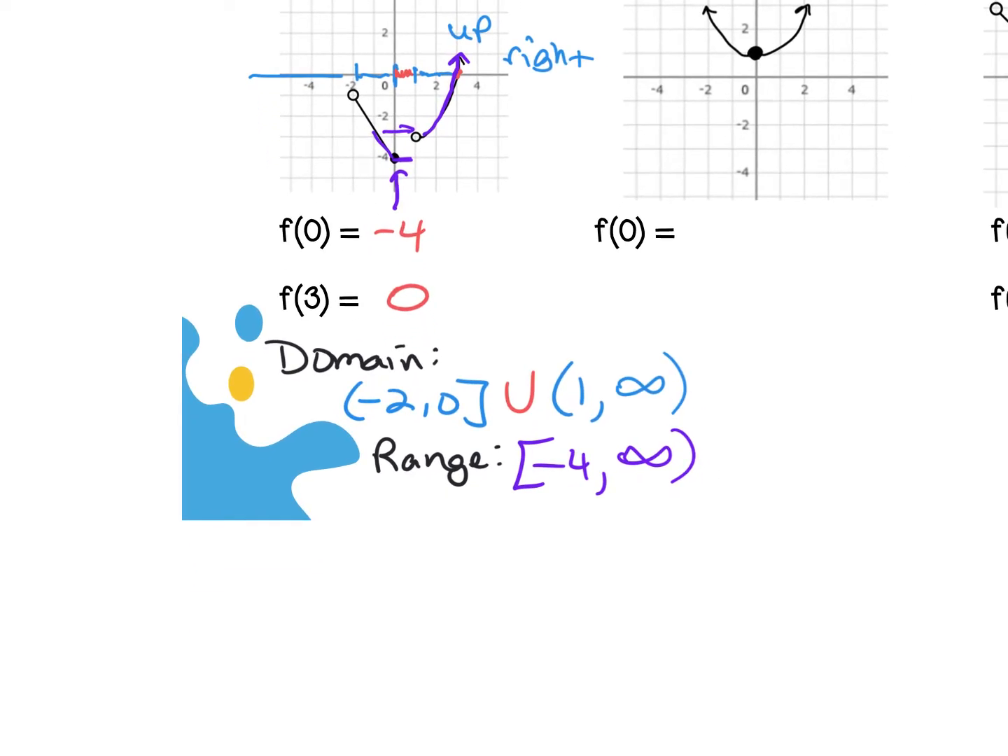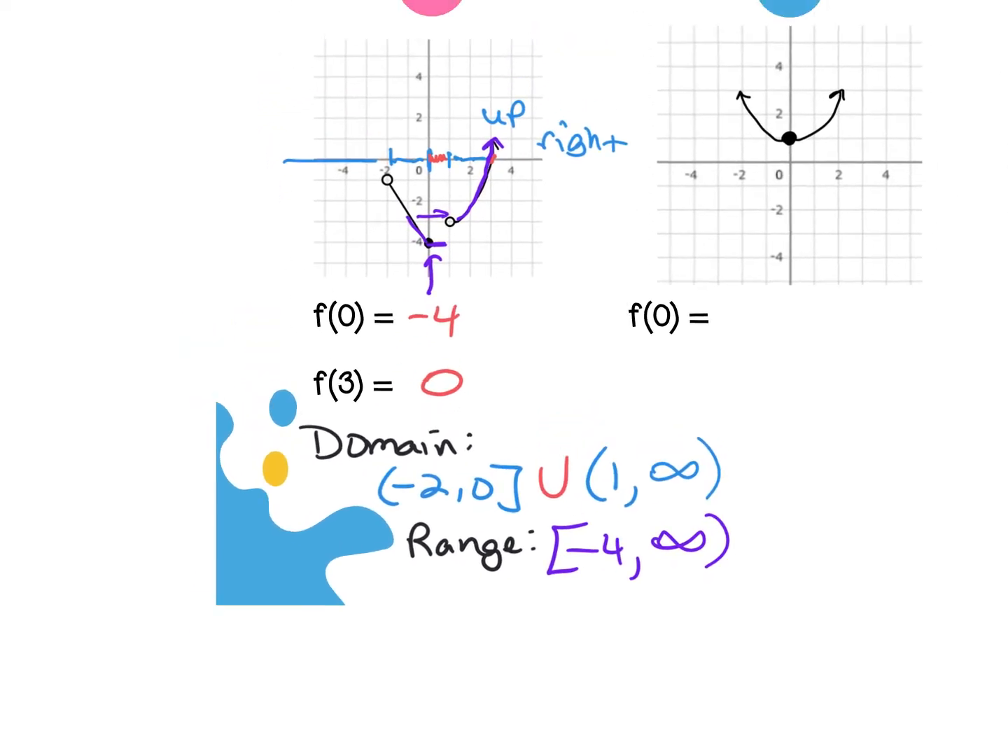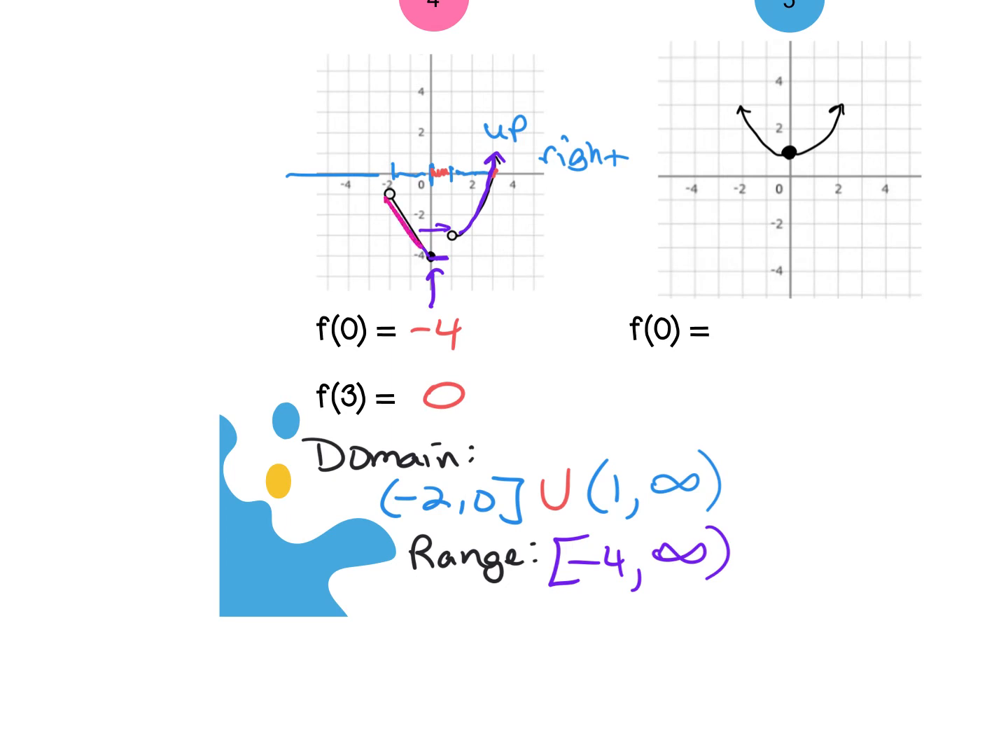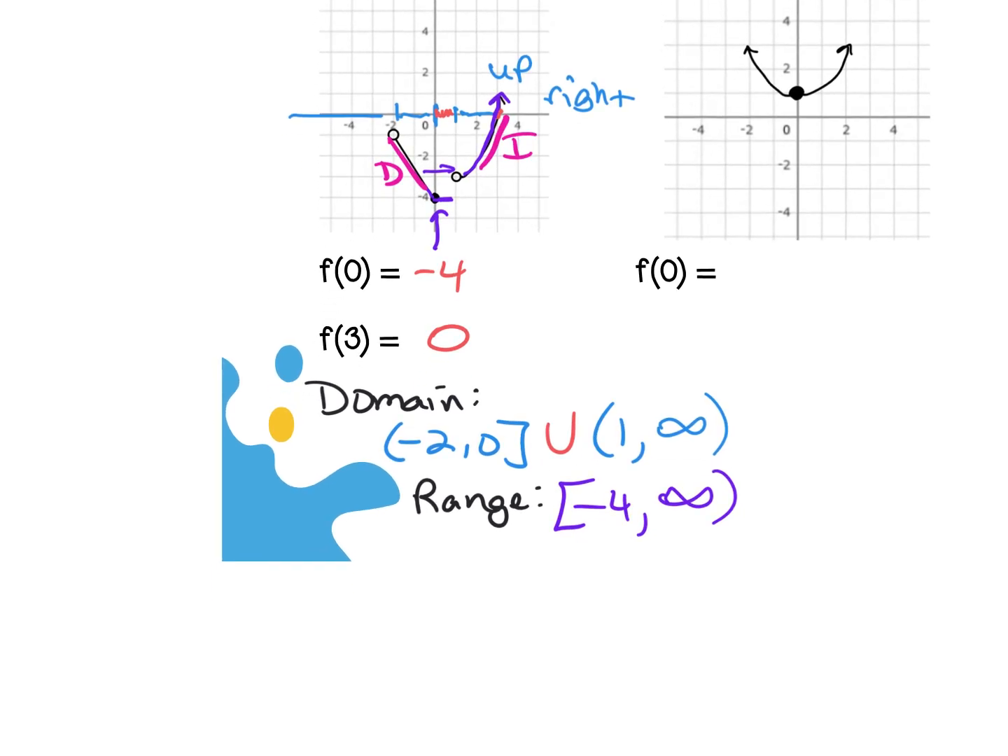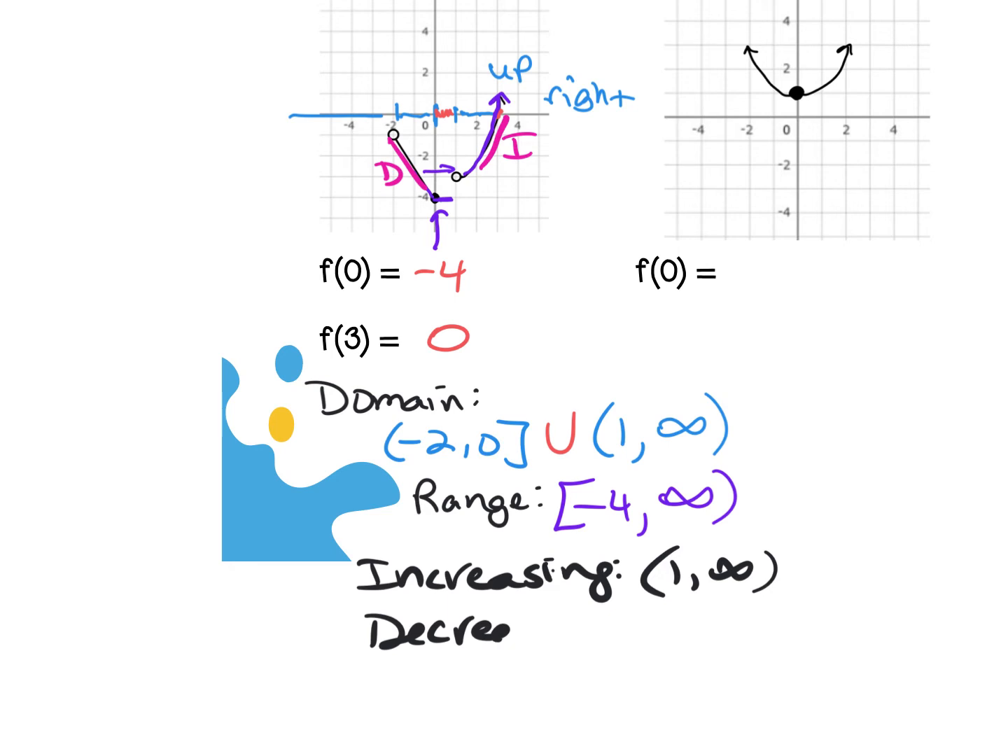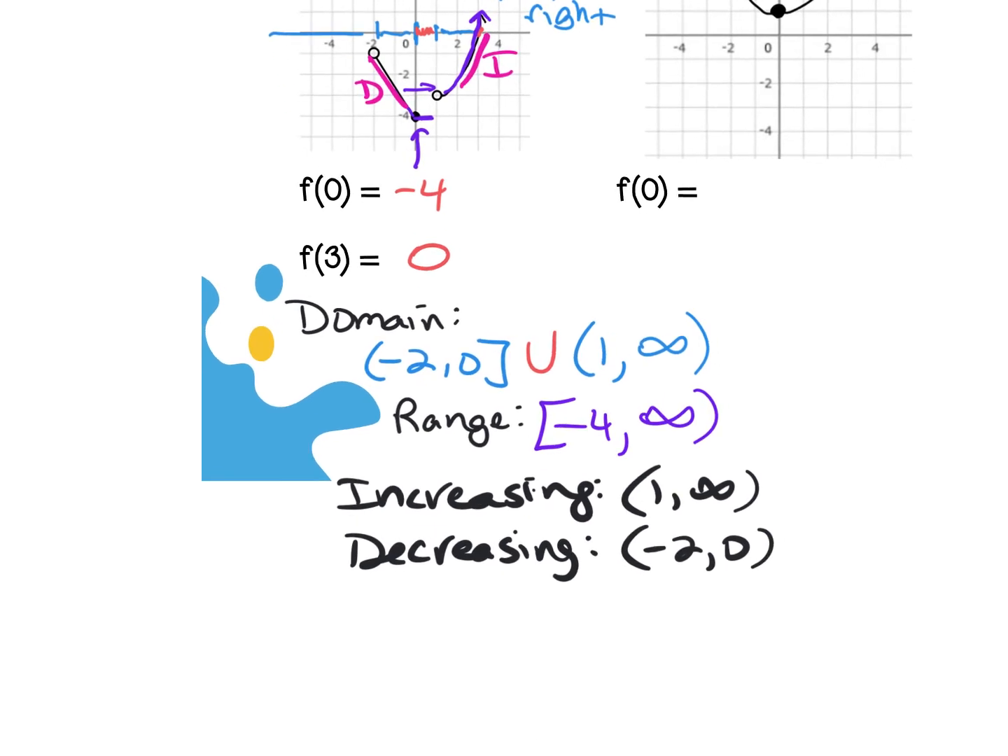Now the increasing, so this line is falling from left to right, so this is the decreasing portion, and this one is rising from left to right. So that's the increasing portion. So my increasing interval is going to be from 1 to infinity. My decreasing is going to be from -2 to 0. And then there is no constant, so DNE.